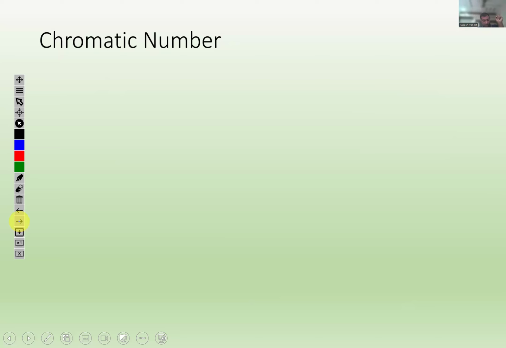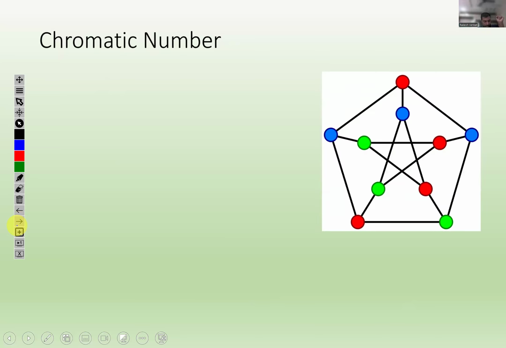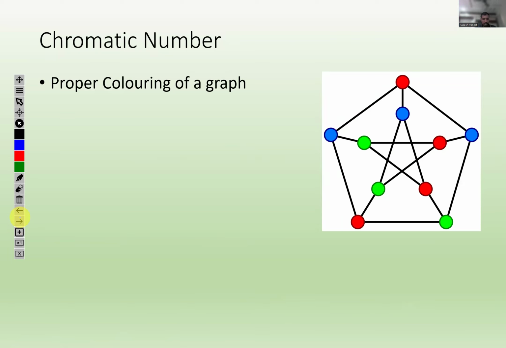Okay. So what is the chromatic number? Well, the chromatic number, which is denoted as chi of g, depends on what is called a proper coloring of a graph. So what is a proper coloring? A proper coloring is a function from the vertex set to some integer k. This is called a proper k coloring.